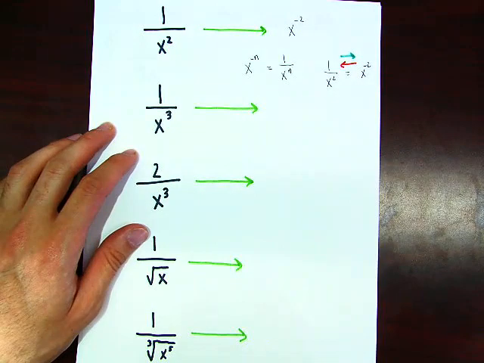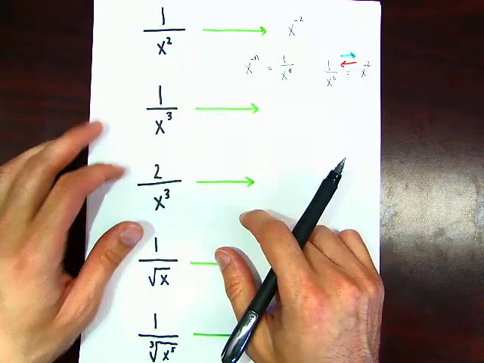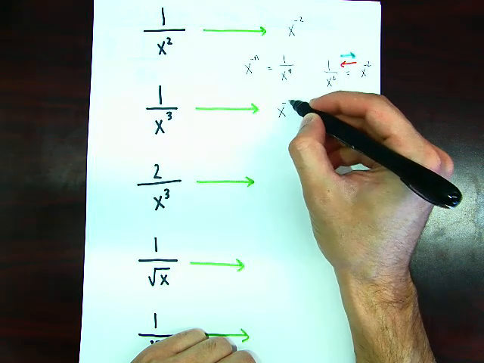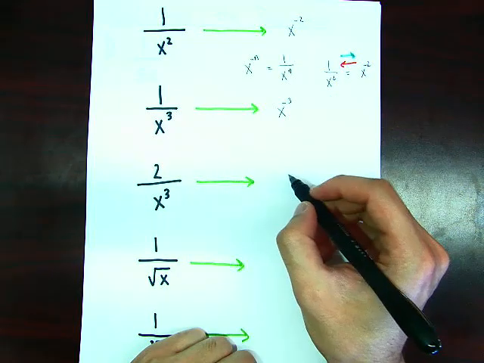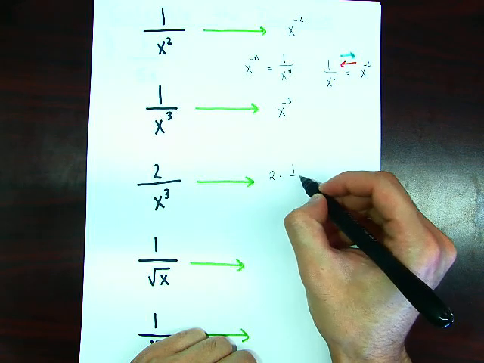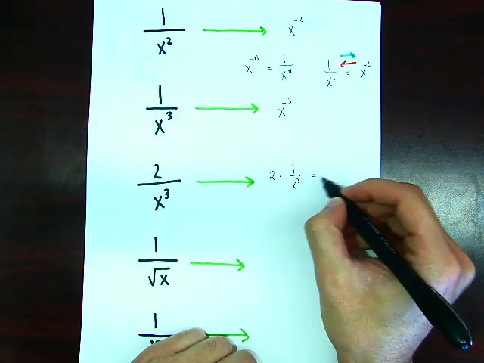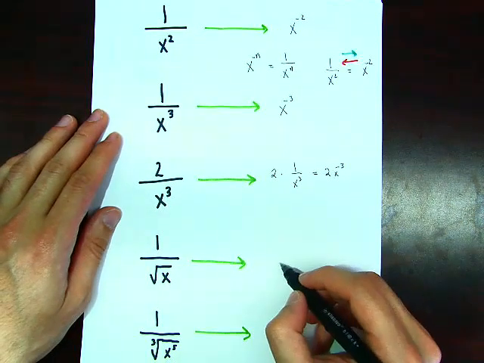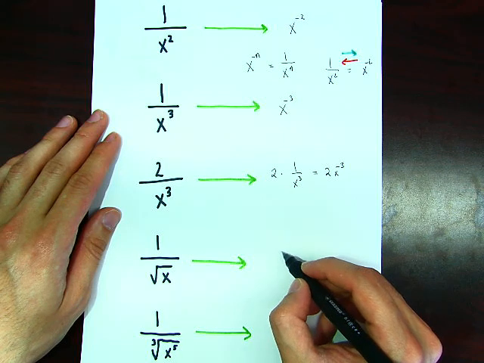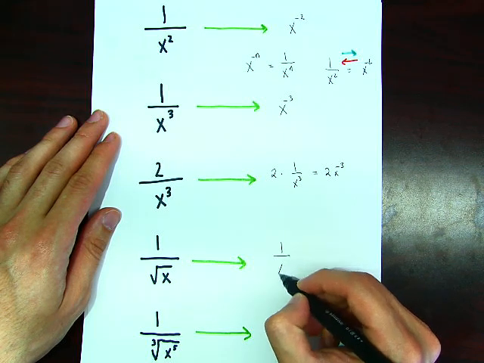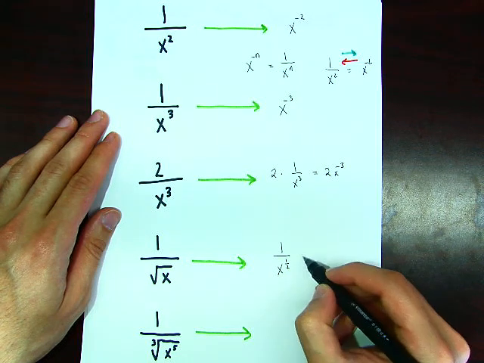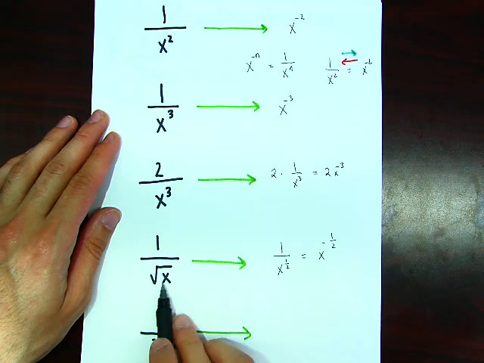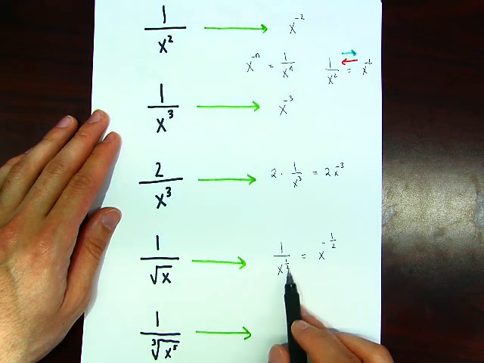So here, why don't you take your time and try and find what these are equal to. Okay? If you want, pause the video. But here, this is just x to the minus 3. This will be 2 times 1 over x to the 3, but then that's equal to 2 times x to the minus 3. Okay? This one will equal 1 over x to the 1/2, but then that's equal to x to the negative 1/2. Okay, you see how I changed this square root of x to x to the 1/2?